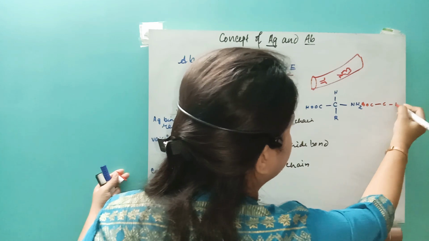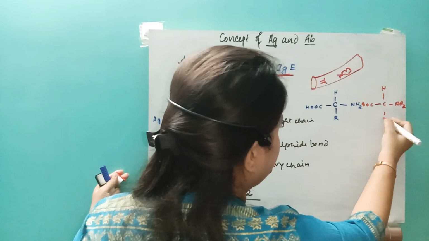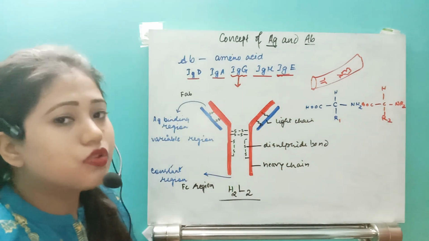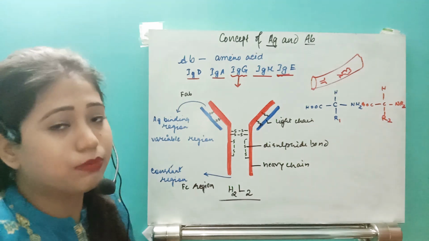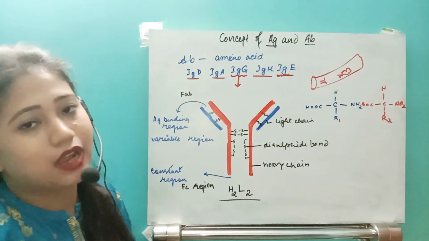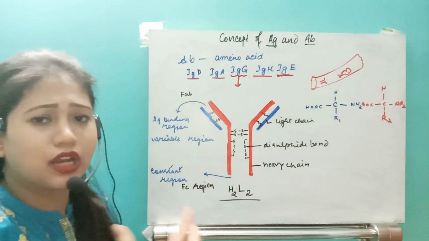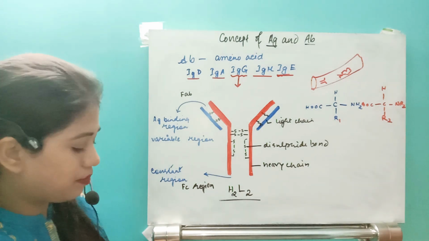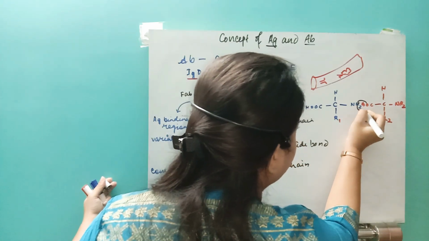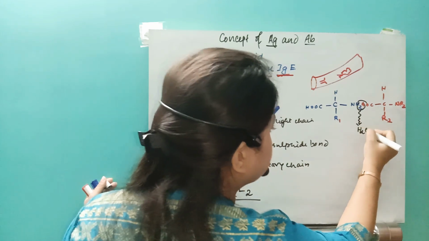One carboxylic acid group, one amino group, one region is hydrogen, and another region is the variable group, right? So how will the bond formation take place? Bond formation will take place between this amino group and carboxylic acid group. One will donate the electron, another will accept it. So what will happen here? This OH and one of the hydrogens will bind and produce a water molecule.